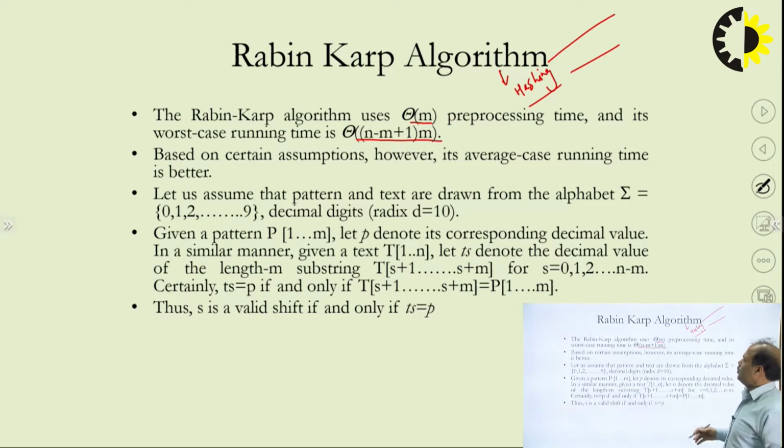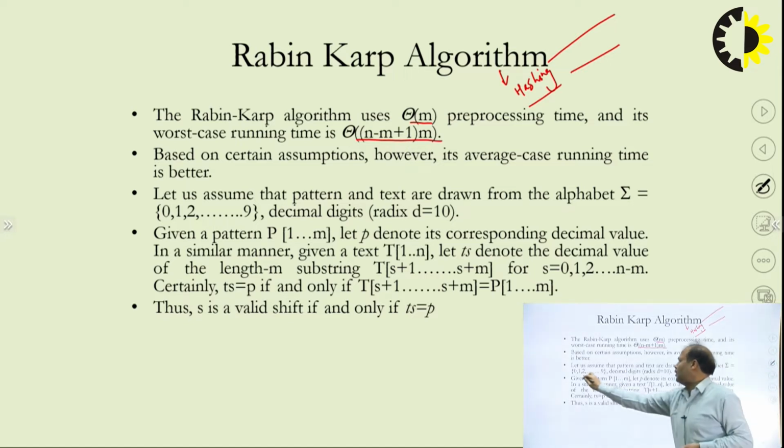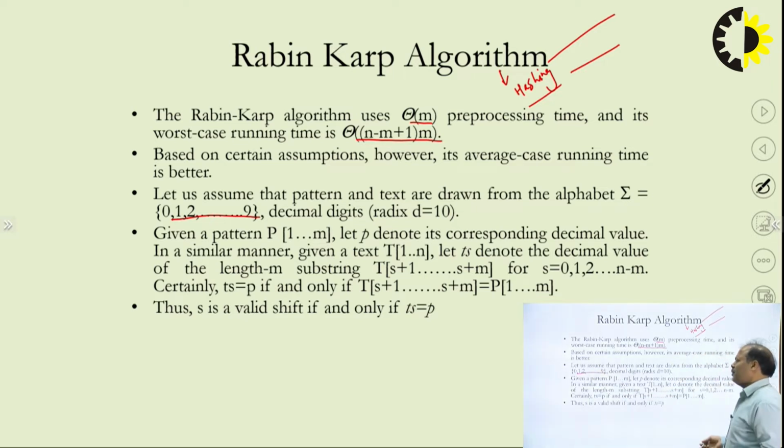For simplicity, we assume that all the characters are drawn from the decimal digits 0 to 9. This is just for simplicity, but we can apply it to characters also. There is no problem, we can make indexing. We'll discuss it later on. So here the radix of the number system is now 10. Given this pattern, we will calculate its decimal value. P denotes its corresponding decimal value.